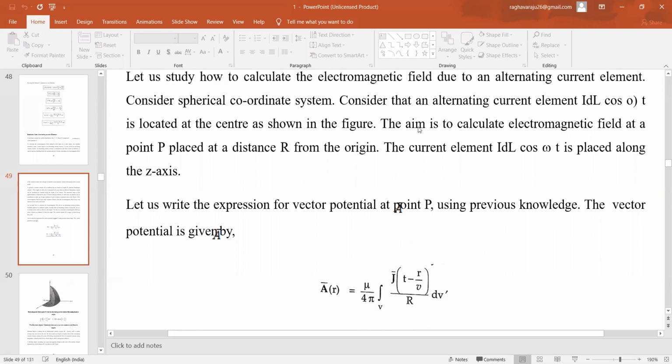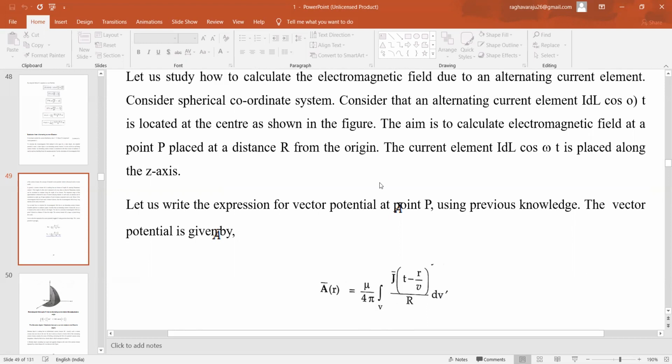So the aim is to calculate the electromagnetic fields which are located at a point P from the origin. This current element I dl cos omega t is placed along the z-axis. These z-axis elements are very important for our evaluation purpose, to locate the point from a fixed target at a far distance.